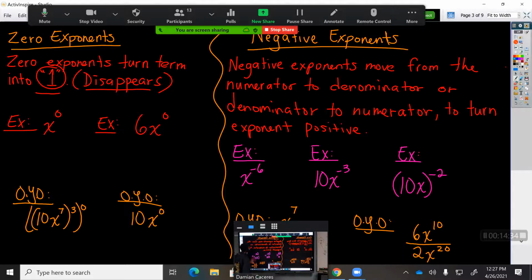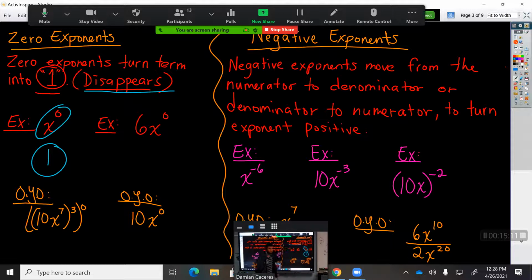So over here, on the zero exponent side, I wrote it in words. Zero exponents turn the term into a 1. When a whole term turns into a 1, it disappears. So pay attention to the first two examples here, very important. X has a zero exponent. Anything to the zero exponent equals 1. That's it. That's your answer. There's no X there, nothing. Anything to the zero power disappears and it equals 1.